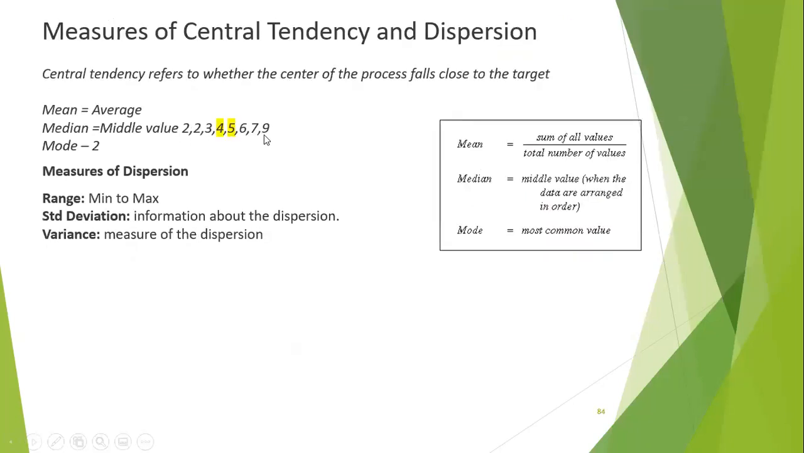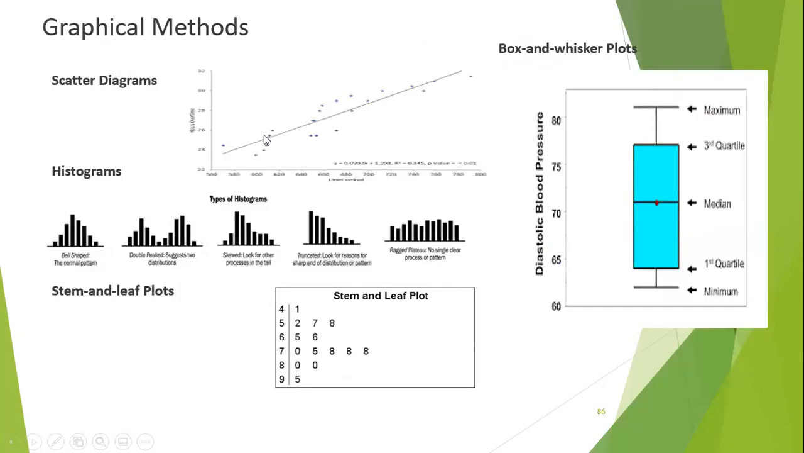If you want to put the quartile diagram for this, it will come this way. Minimum is 2, maximum is 9. Median is 4.5, which we arrived at. And what is lying in the first quarter? And then what is lying in the third quarter?